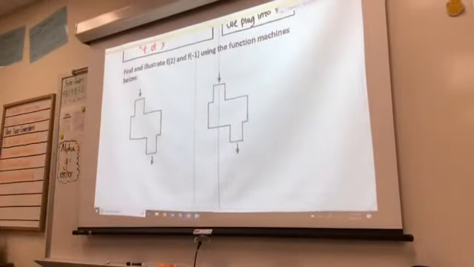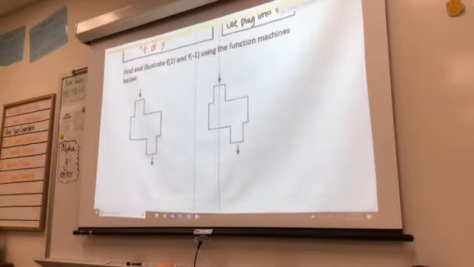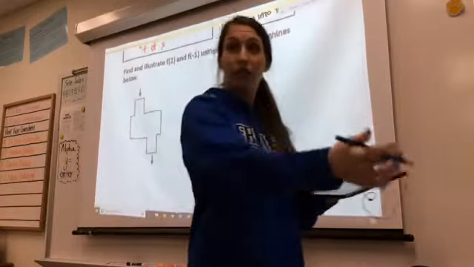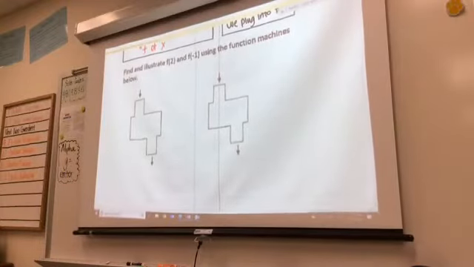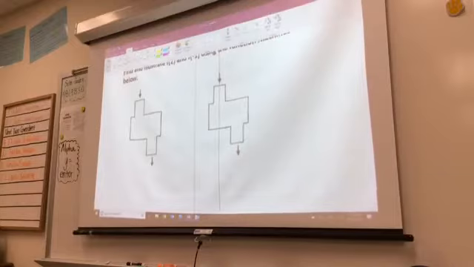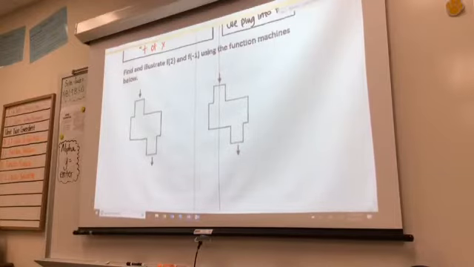So notice it says find and illustrate f of 2 and f of negative 1 using the function machines. This is like a vending machine. Whatever you put in, you're going to get something out of. Okay? Just like a relationship. Whatever you put in, there's going to be an output. Okay? So, for example, on this first machine, we're going to put in f of 2.